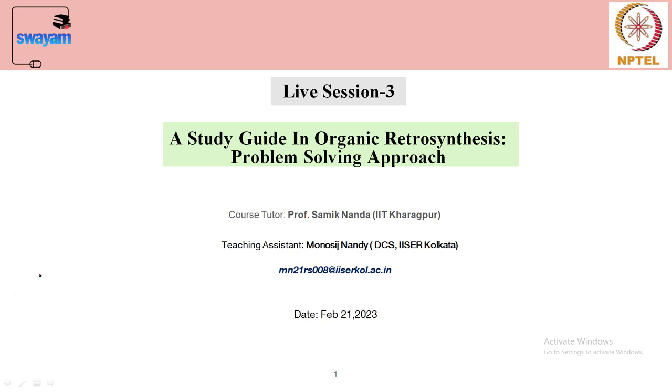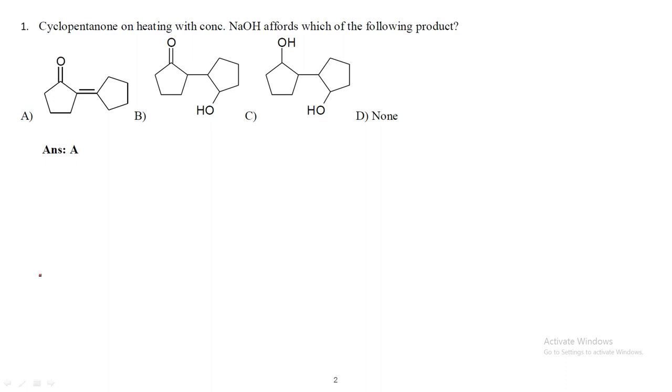Okay, so welcome again to live session 3, and I am Manushish Nandi, the TA for this course. So let's start today's first problem. The question is: cyclopentanone on heating with concentrated NaOH affords which product? As you can see, it is a base, so this is nothing but enolate chemistry, right? So cyclopentanone. Let's start with enolate formation.